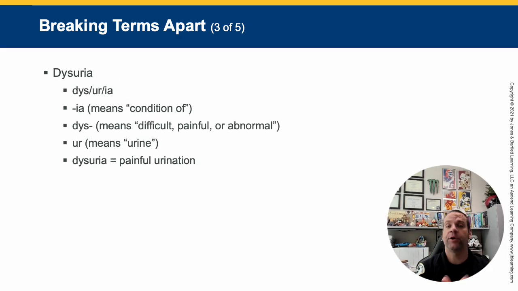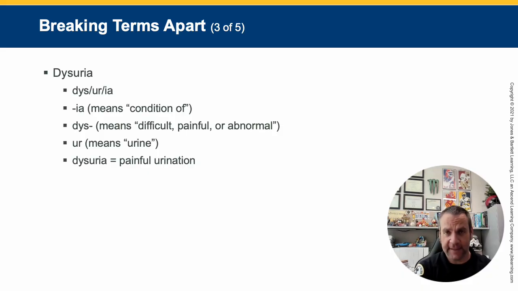Let's look at dysuria, okay? So this is another excellent example of how we can decode a word by just examining the different parts, okay? So as always, let's look at the suffix, ia, okay? So ia, which means a condition of. This tells us that we're talking about a state or a symptom, okay? So some alteration in normal function.